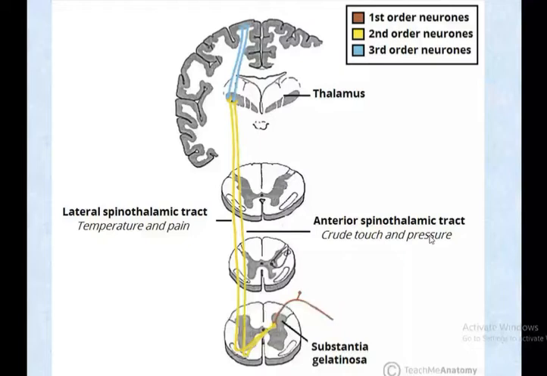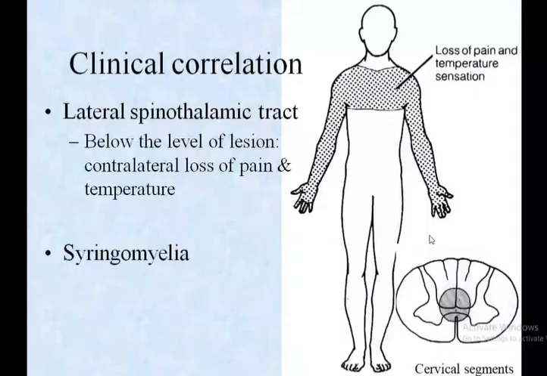Okay, so in case of a lesion within the lateral spinothalamic tract, what happens? Below the level of the lesion, there will be contralateral loss of pain and temperature, because right at the level of the spinal cord, crossing occurs. So the loss of pain and temperature will be contralateral.